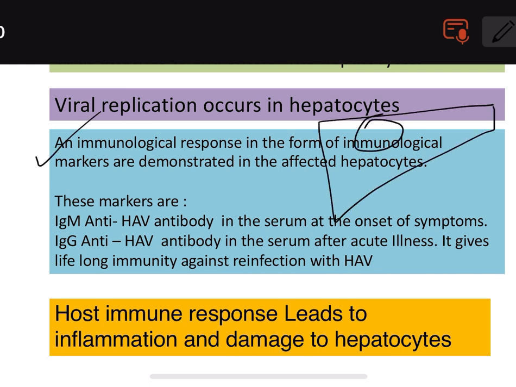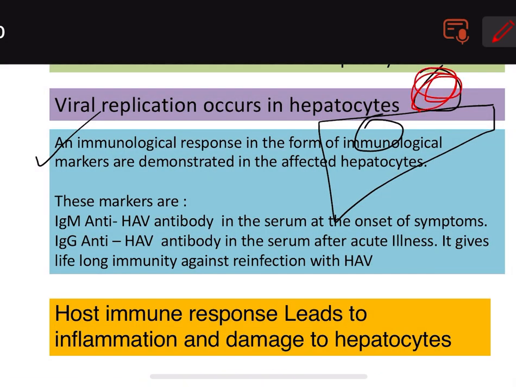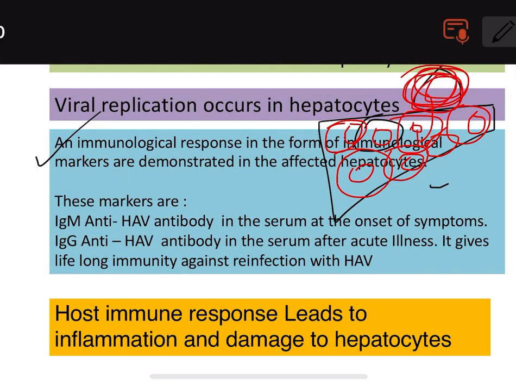The virus first attaches. Okay, let me draw it in red. The virus first attaches to the liver, then enters into the hepatocytes. Once it enters, it starts replicating. Once the replication is over, what happens? The body's immunological response begins, and because of this response there are certain markers which are seen.